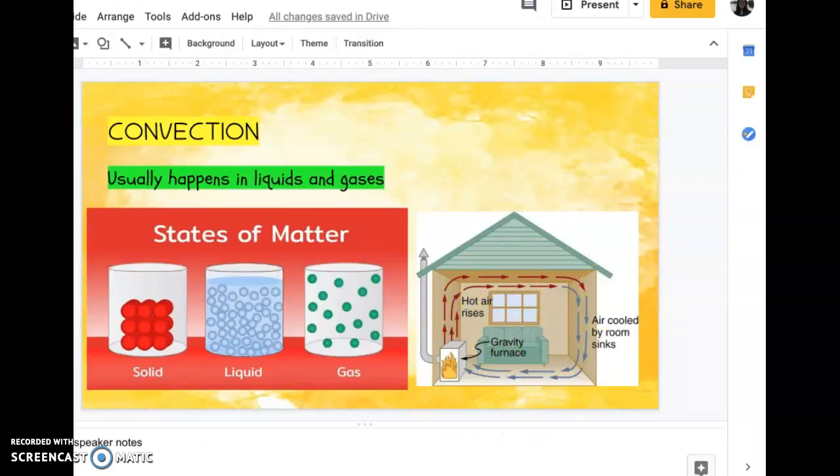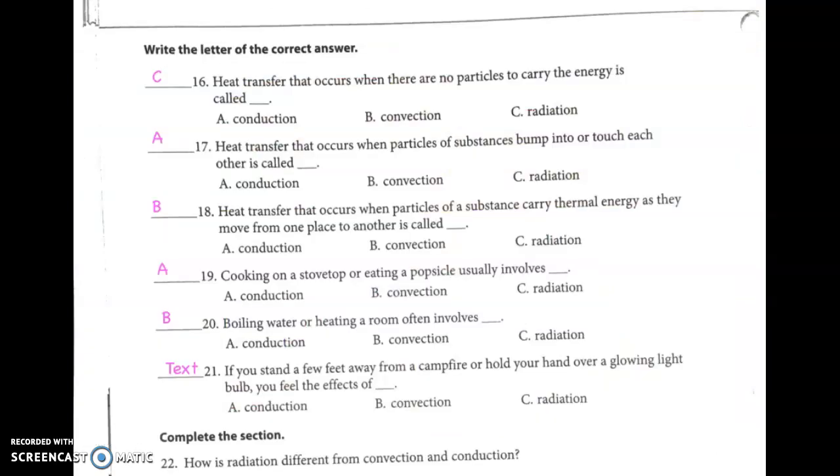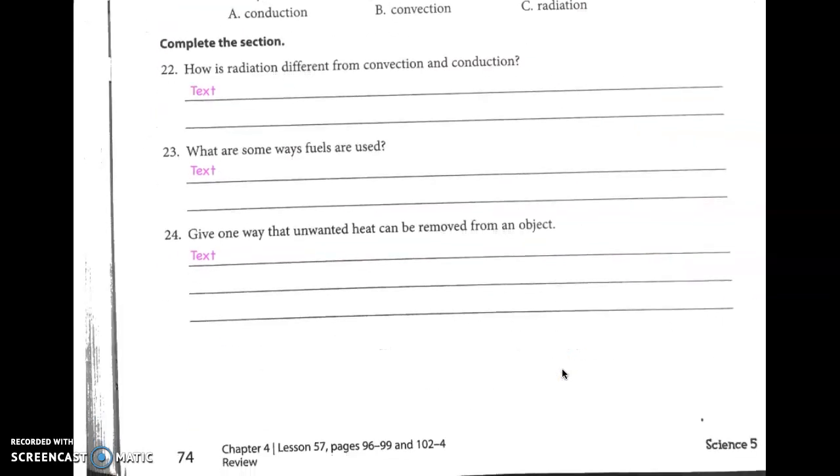convection. If you stand a few feet away from a campfire, hold your hand over a glowing light bulb, you feel the effect of, well, thank goodness we don't have to touch the fire. Thank you, God, for creating heat transfer radiation. Great. Let's do the last section.